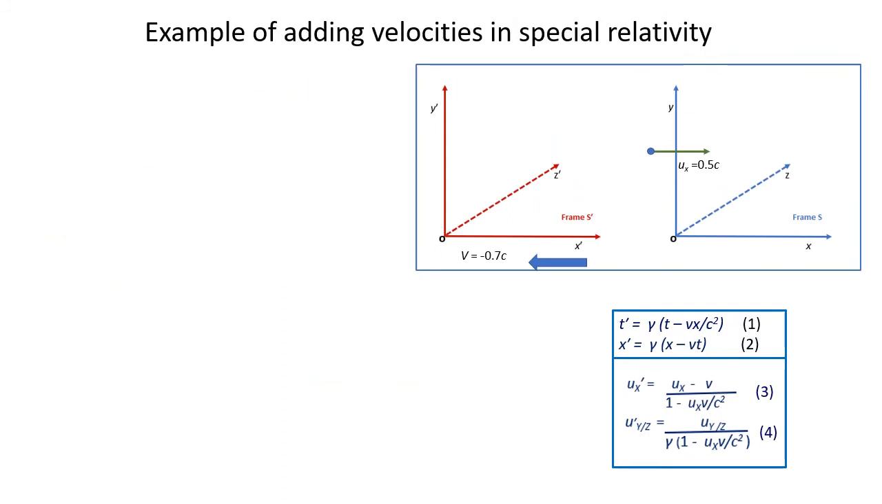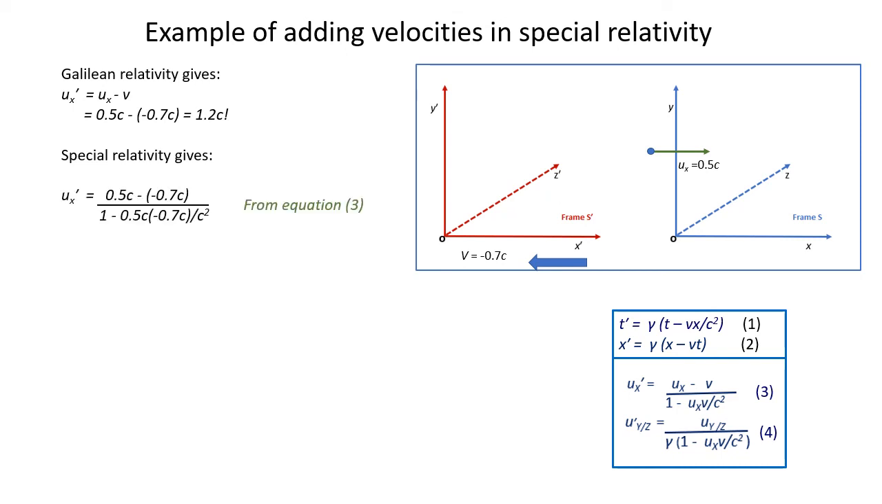Finally, I'm going to be looking at an example of using the formula we've just derived. Imagine an object moving at 0.5 times the speed of light. Consider how its velocity appears from a frame moving at 0.7 the speed of light in the opposite direction. Well, Galilean relativity says it's simply the difference between the two velocities, which comes out as 1.2 times the speed of light. In special relativity, we have to divide this difference by the extra factor 1 minus uxv over c squared, and this comes out as 0.9 the speed of light.